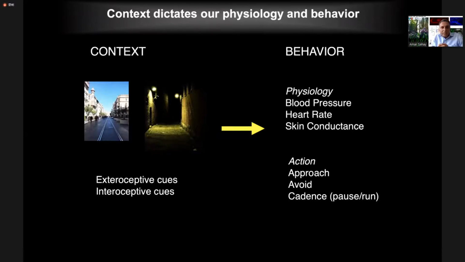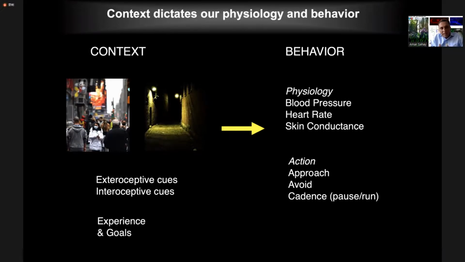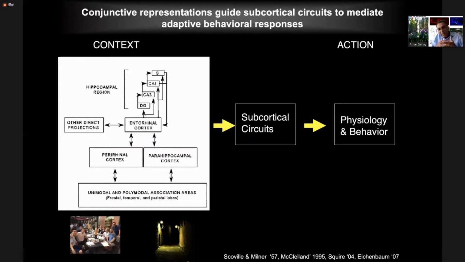Needless to say, these behavioral adaptations are guided by our past experiences, registered as episodic memories, memories of what, when, and where. And these memories are continuously updated by changes in our environment or context, as well as goals. So for example, with the current pandemic, the street scene on the left, we may be no longer as keen to explore it. The hippocampus is thought to play a critical role in the formation of episodic memories, memories of what, when, and where. And it's thought to do so by integrating highly processed sensory information or context of our environment that arrives from higher order cortices to generate conjunctive representations that link objects and events with spatial and temporal contexts. And this information is then relayed to subcortical circuits to guide physiology and behavior.